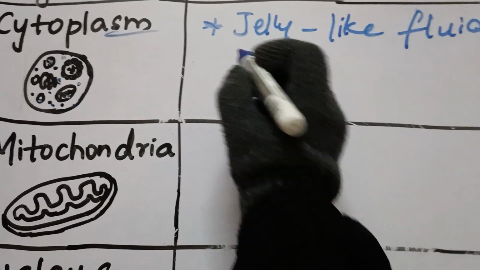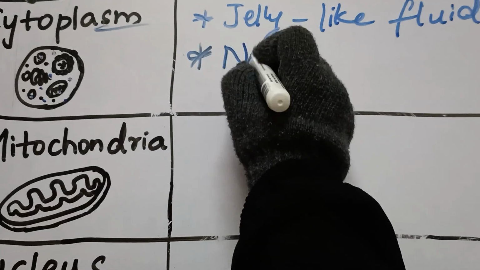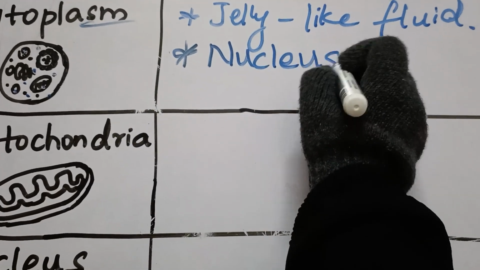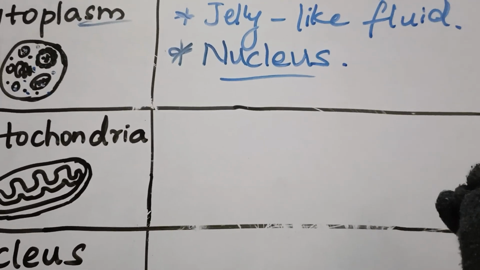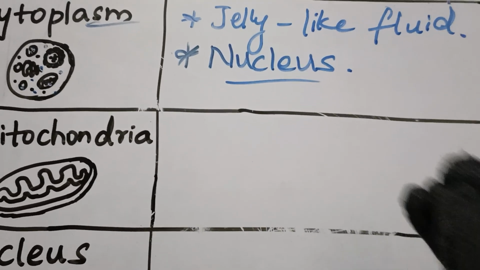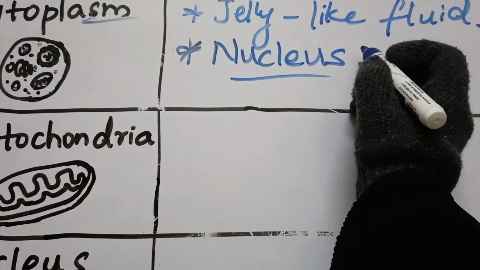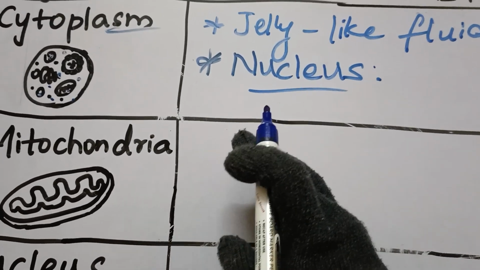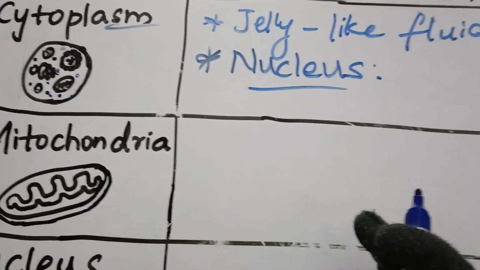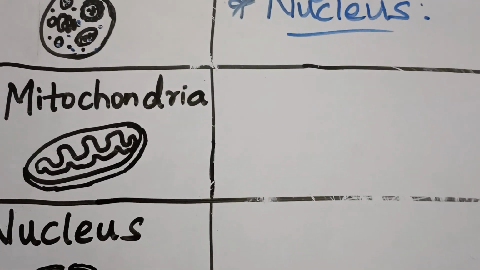But here we have a twist. So nucleus is not included in the cytoplasm. Textbooks say that all the cell organelles are included in cytoplasm except nucleus. What does this sentence mean? This sentence means that nucleus is separated from the cytoplasm. How? Let me show you the diagram.